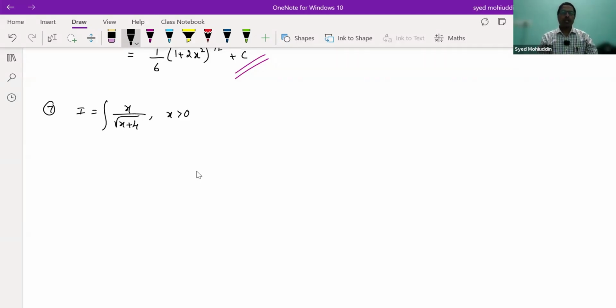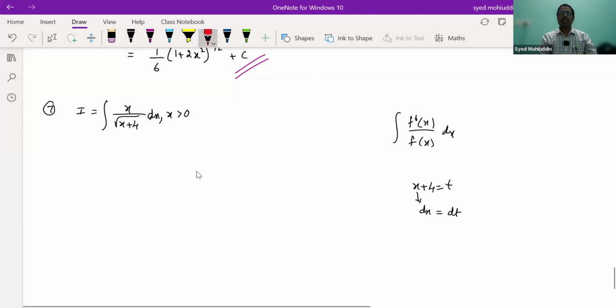So if you try to observe here, this cannot be expressed in the form of f dash of x by f of x into dx. Because if I take the numerator, x plus 4 under root, as t, the derivative will give dx is equal to dt. So here dx will come, so dx is equal to dt. But along with the dx, x has to come here, and in this case x will not come. So the additional x is there. What has to be done?